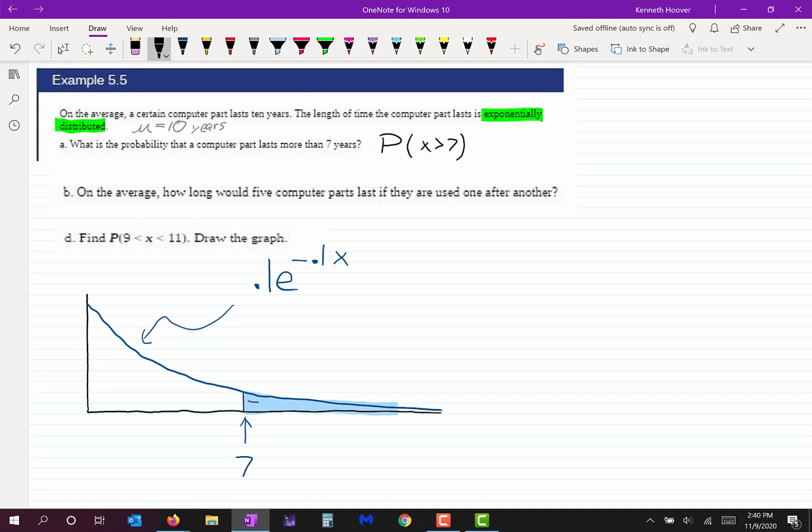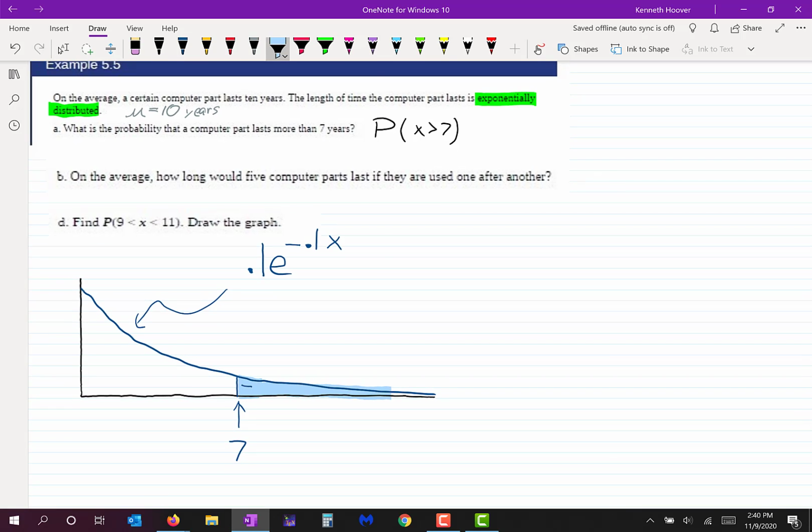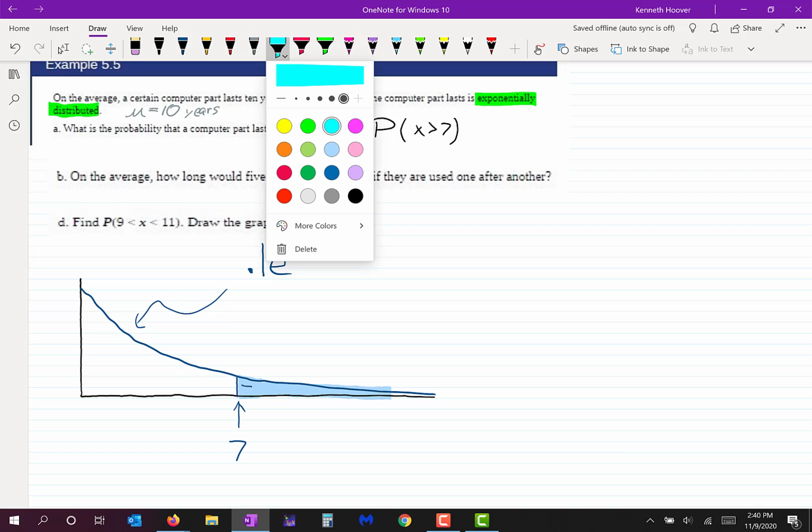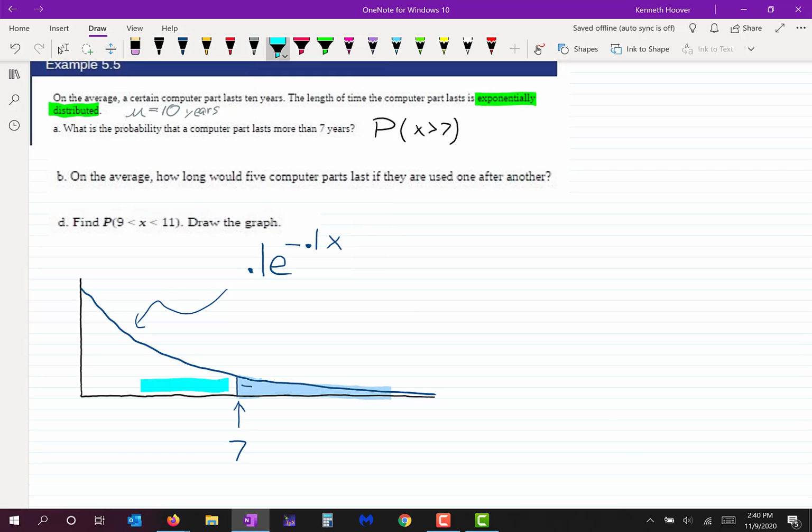All right, how are we going to calculate that? Well, what we're going to do is calculate, let me shade this in another color. Let's do it in a brighter blue. We're going to calculate this and then subtract that from 1. The probability that x is greater than 7 equals 1 minus the probability that x is less than 7. And I showed you in the last example how to calculate this.